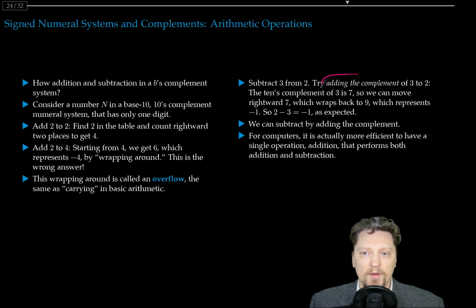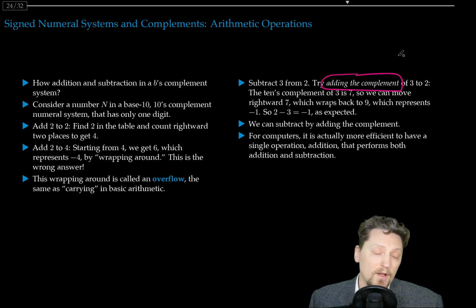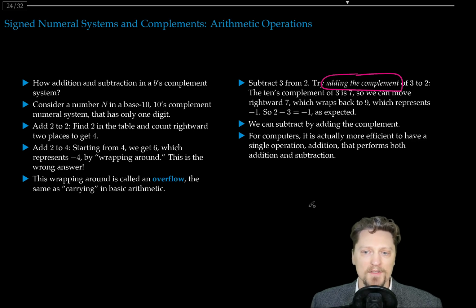So adding the complement worked for subtraction. Instead of subtracting in the usual way of moving leftward, we were able to move rightward by the complement and get back to the number that we needed. We can do this subtraction by adding the complement. This is actually a generally true procedure. For computers, it is more efficient to have a single operation, addition, that performs both addition and subtraction. So this is how computers will do a subtraction. They will use the complement of a number.